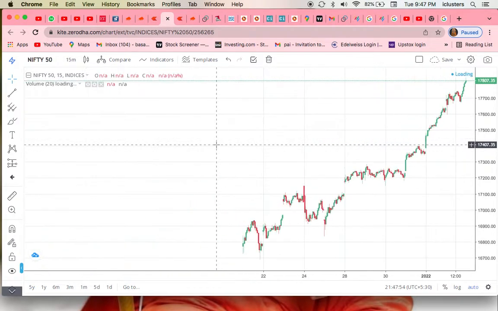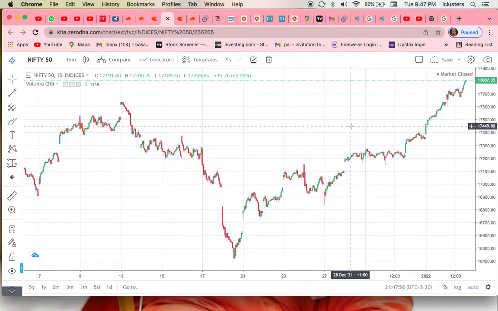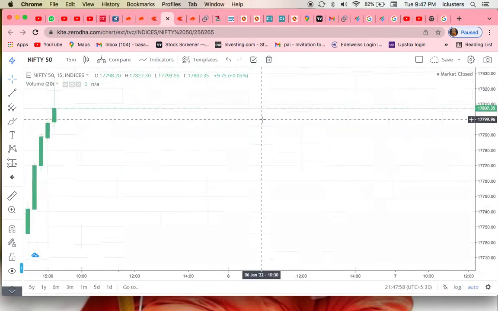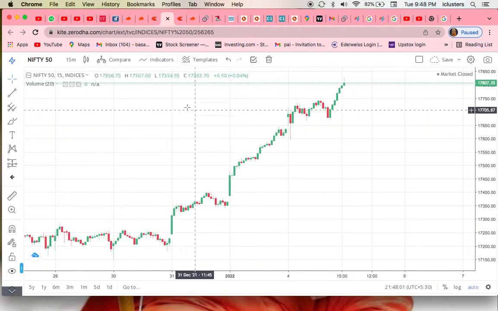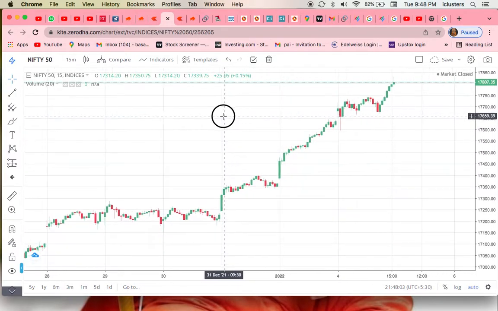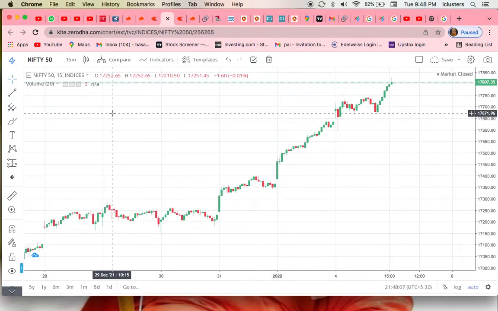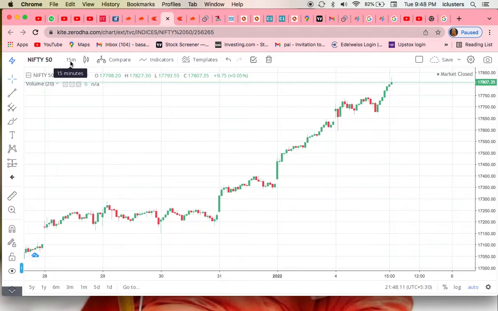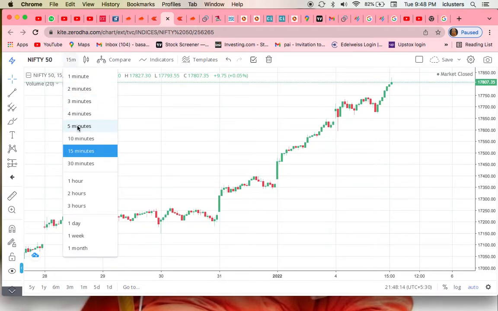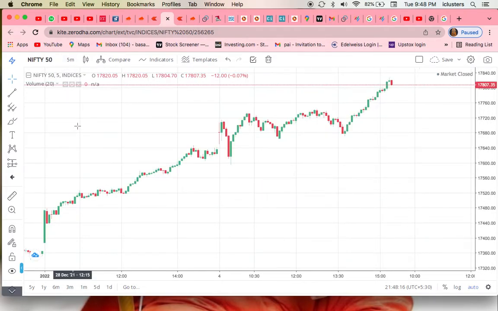Almost all traders use this, friends. This is the best time frame, because in this time frame we can see clearly. Other time frames are also useful, but for intraday traders the 15 minute time frame is very useful, I guess. I really use this 15 minutes and 5 minutes. See, 5 minutes also looks the same.